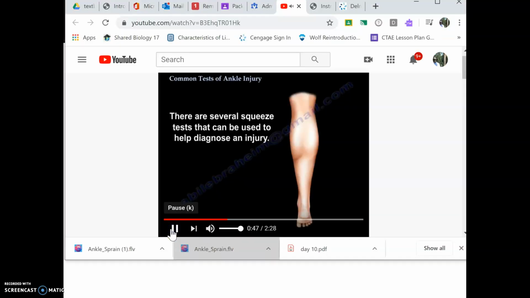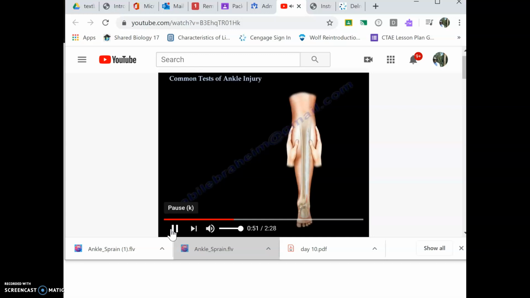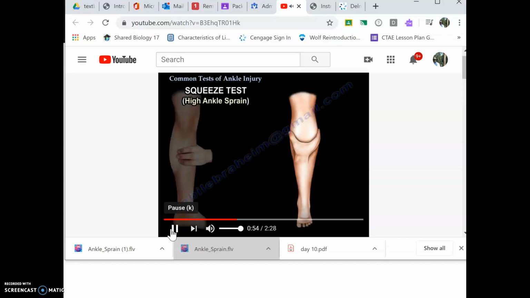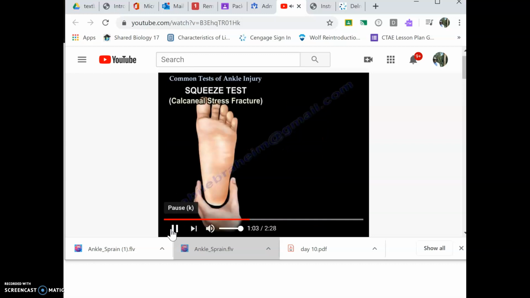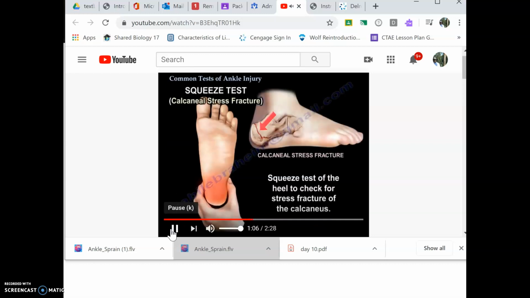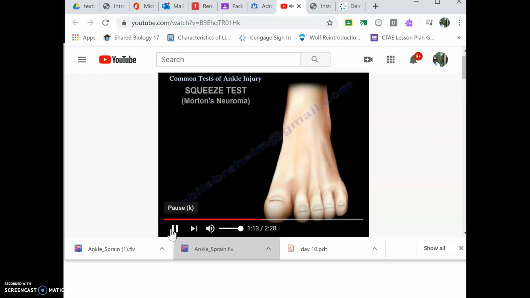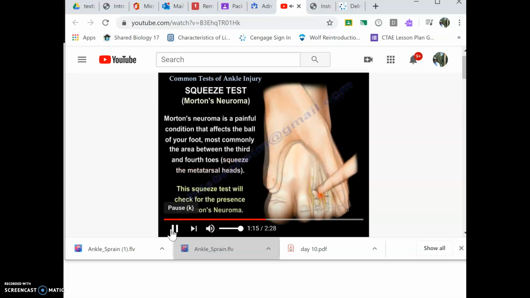How about the squeeze test? There are several of them. One at the mid-calf will test for a high ankle sprain. Another one at the calcaneus: you squeeze the calcaneus, and it will test for a stress fracture of the calcaneus. The other one at the metatarsals: you squeeze the metatarsal heads, and that will test for Morton's neuroma.